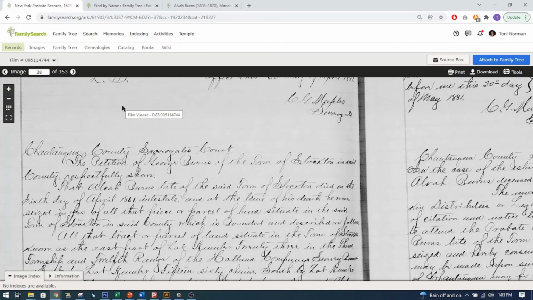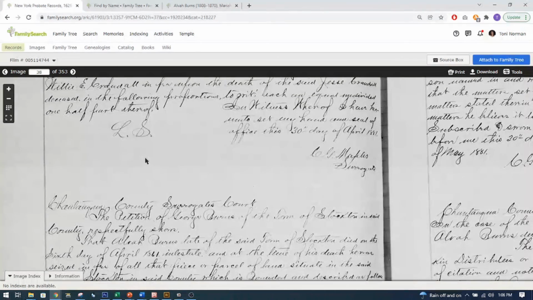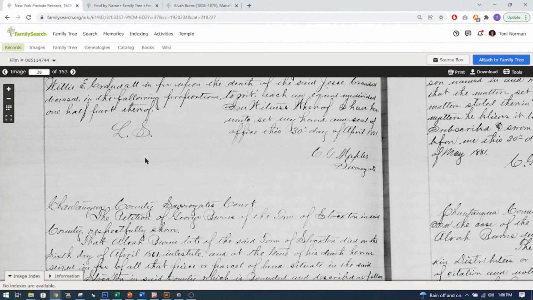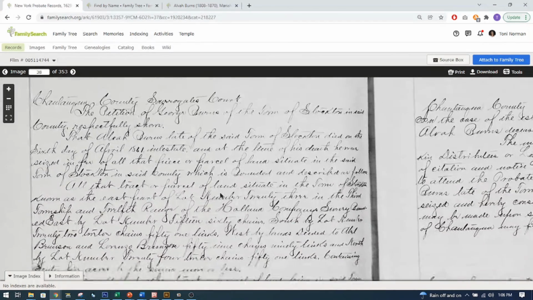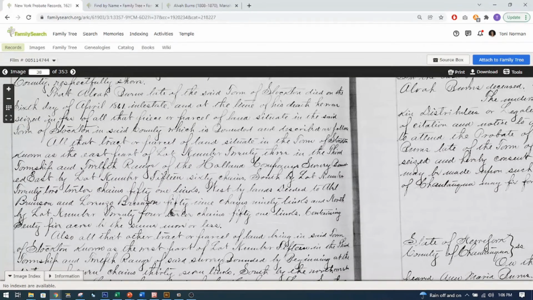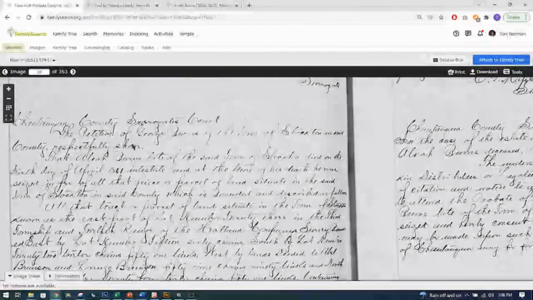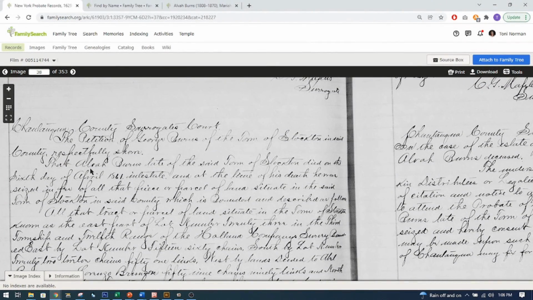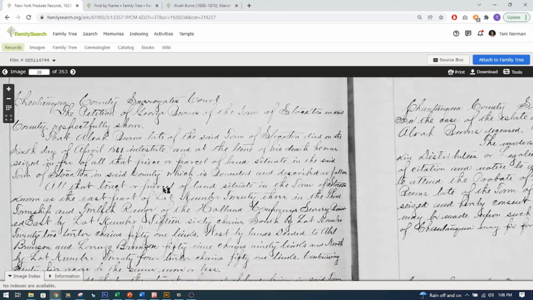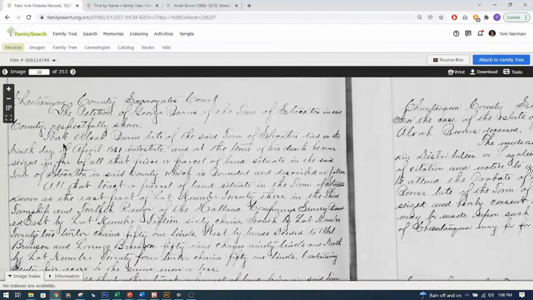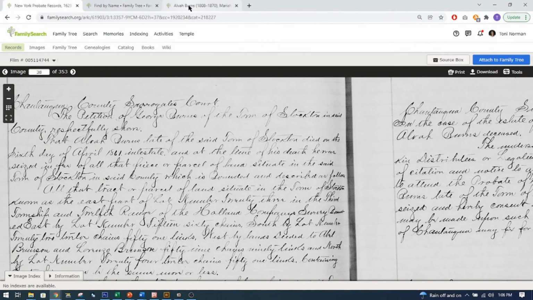Anyways, I hope this is helpful to go through this and how to look through these different records. You don't have to read everything. I did not read all of this here. If this was my family, I might be interested to know exactly where this land is and try and figure that out. But you're looking for names. And up here, since you know you're looking for Alva Burns, oh, we didn't change the date, did we? Let's go in and do that before I forget.